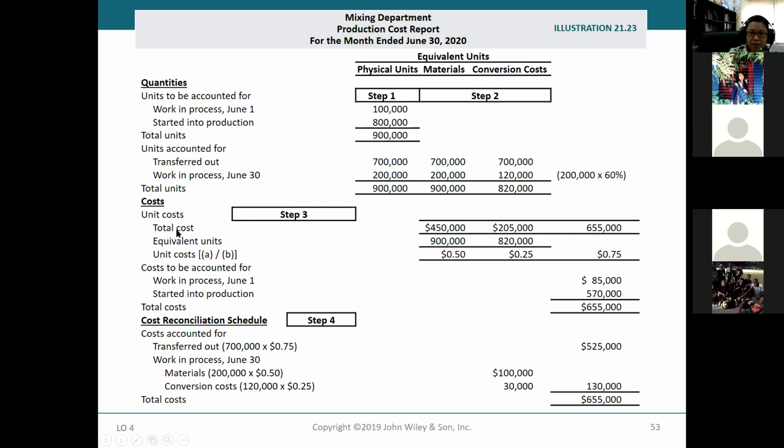We're going to find the total cost for material divided by equivalent unit, and that will give us how much it costs for 1 unit of material, and how much it costs for 1 unit of conversion. And then we find the total manufacturing cost per unit. Okay, so I give you 1 minute. Can you find for me how much does it cost for 1 unit of material, and how much does it cost for 1 unit of conversion?